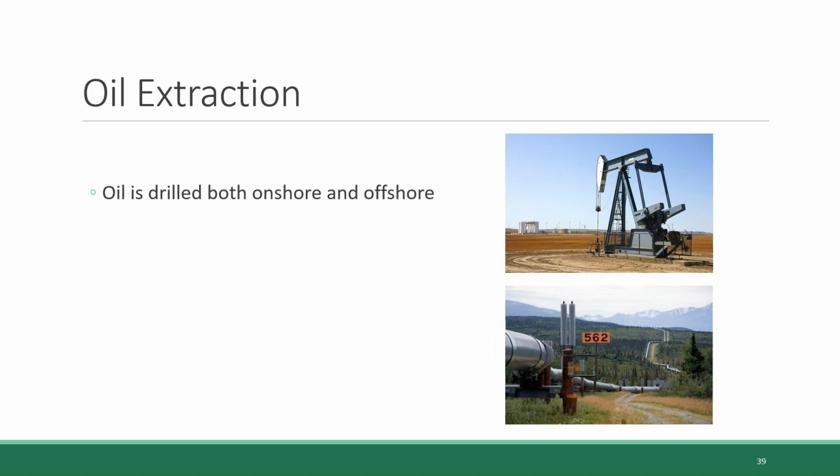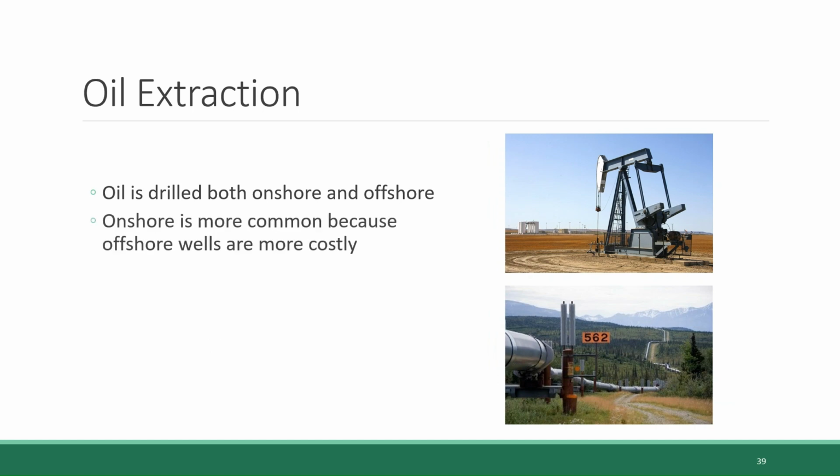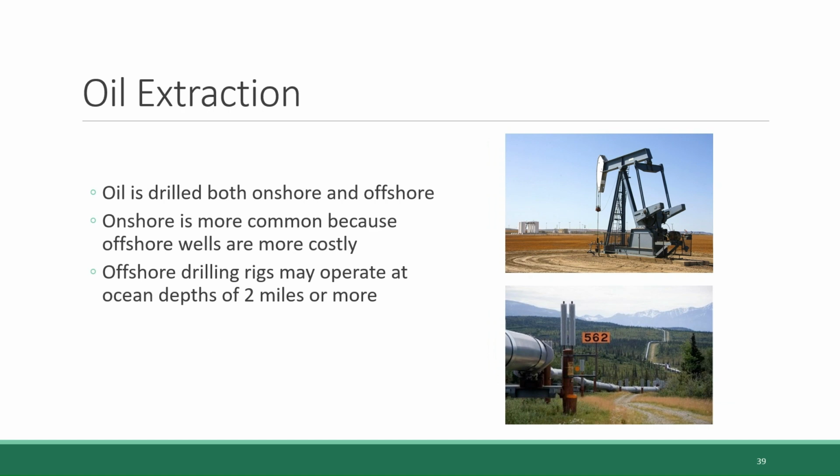So, oil is drilled out of the ground from both onshore and offshore wells. Onshore means on land, offshore means in the ocean. Of these two methods, onshore is much more common because, as you can imagine, offshore wells are much more costly because they involve building platforms or erecting rigs that float on the water in order to drill and maintain the well. Offshore wells can also require the drilling to occur at great depths under the ocean. Offshore drilling rigs may operate at ocean depths of 2 miles or more.